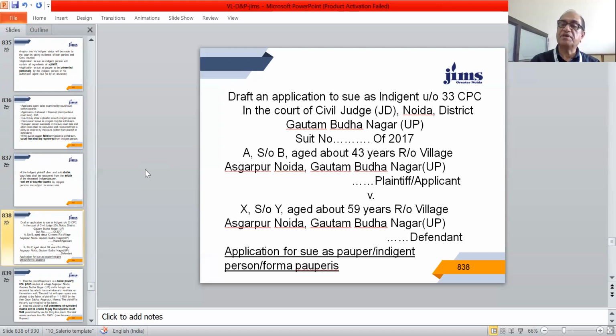The center heading is to be drafted like this: application for suing as pauper or indigent person or former pauperess. These three words have the same meaning: pauper, indigent person, or former pauperess.